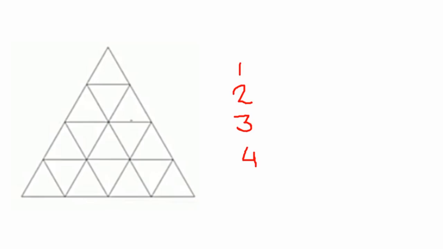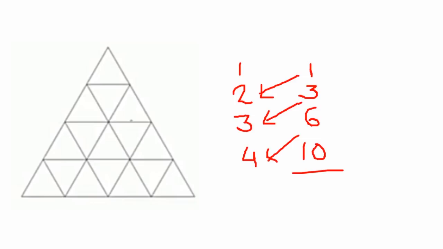Take 1, write it here. Now add 1 and 2. Write the answer 3 here. Add this 3 to the next number, that is 3. 3 plus 3 is 6. Add 6 with the next number, that is 4. 6 plus 4 is 10. Then add all these numbers, that is 1 plus 3 plus 6 plus 10. 1 plus 3 is 4, 4 plus 6 is 10, 10 plus 10 is 20.